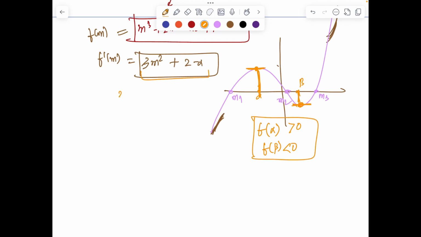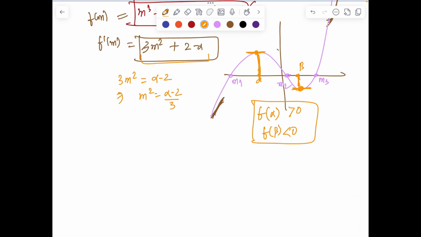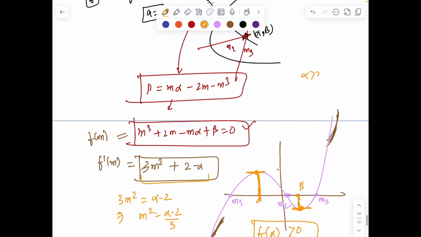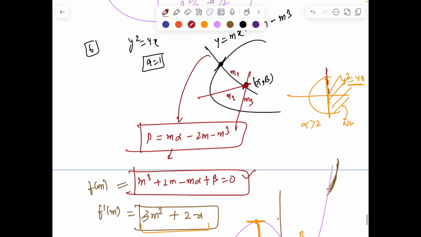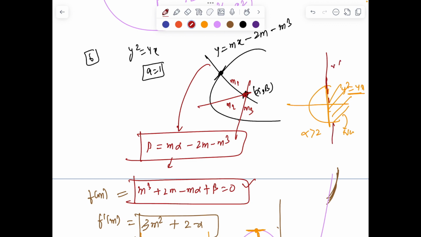So here the roots that I am getting are: 3m square equals alpha minus 2, which implies m square is alpha minus 2 by 3. And that also shows the necessary condition for 3 normals should be alpha more than 2. That's why in any parabola, especially for y square equal to 4x, if alpha is more than 2, then that's a necessary condition to draw 3 normals. It's not sufficient, although not all the points in this region can give guaranteed 3 normals, but for 3 normals you must be in this region, right?